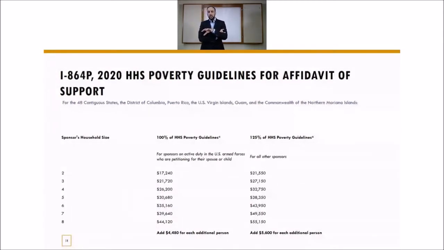And if you are an armed forces member, you look at the first column. If you live in any of the other 48 states, you have to be within the 125% of the poverty guidelines in the second column. So always take a look at the person that's signing the 864 on the left side, and then see how many people they're sponsoring, and then add those numbers up and take a look at how much minimal income they have to make for this to go through.